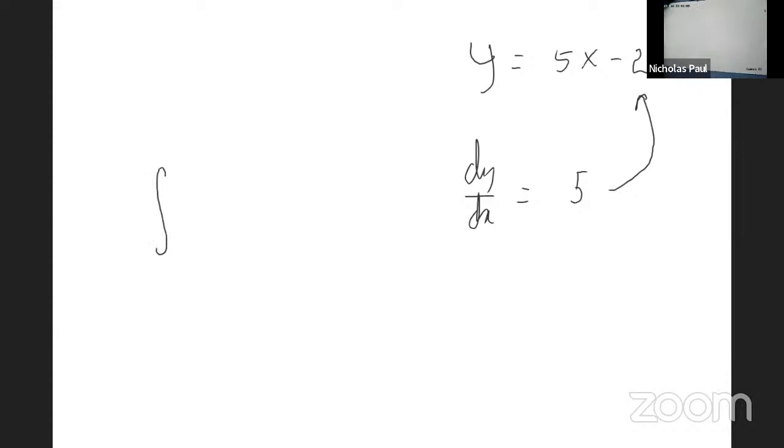If I were to integrate 5 with respect to x, what will you get? What's the integral of 5 with respect to x? 5x. See what happened there? We lost the 2. There's no way for us to get back the 2 as it stands. So what you do is just put plus c, plus some constant, because there's a chance that a constant may have been there.